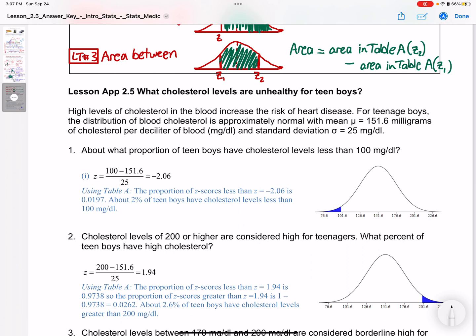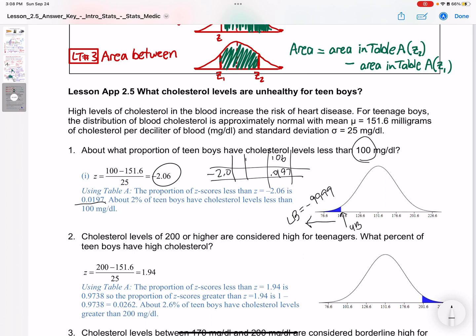But for this first one, I came up with the z-score of negative 2.06, looked in the table at negative 2.0, and then, of course, 1, and I went out here to 0.06, and got about this number, 0.0197 is what we got. If you put it into the calculator, you would use normal CDF. Your lower bound would be way off here at negative infinity, so negative 9999. Your upper bound is right there at the value you stopped with, which says less than 100 right there. The mean is the mean that it gave us at 151.6, and the standard deviation is 25.